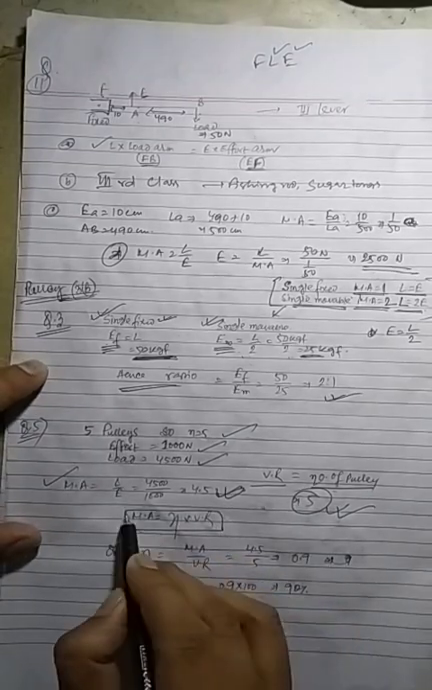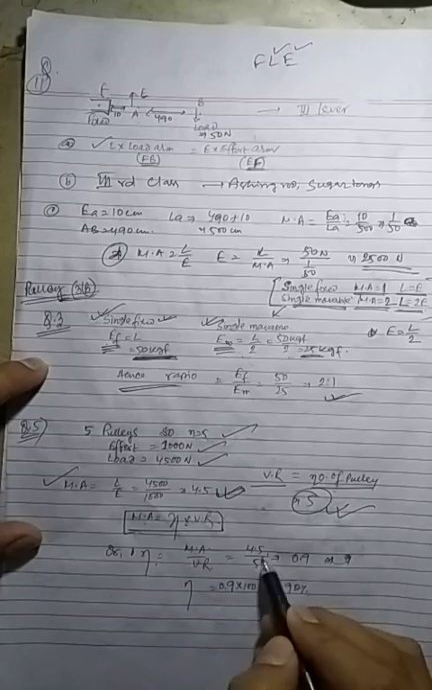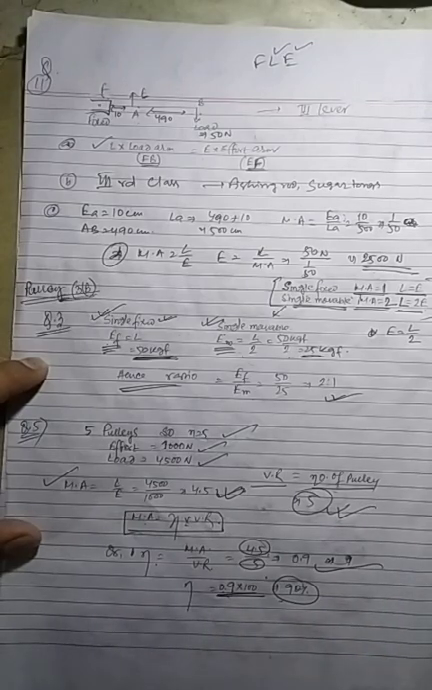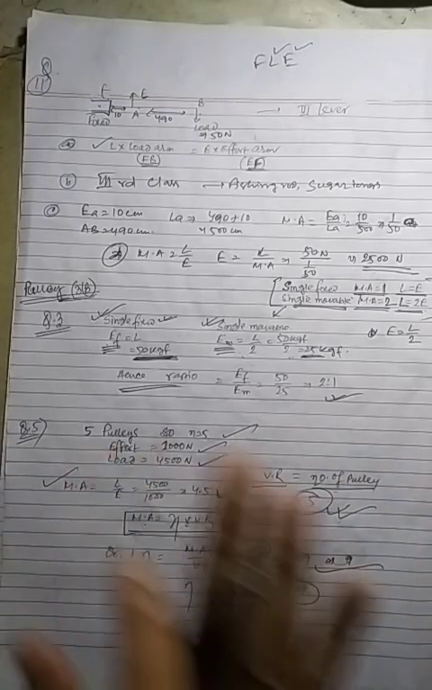Now the third question, efficiency. The same formula: mechanical advantage, eta into VR, so eta will be MA by VR. Put the values, and it is 0.9. 0.9 multiplied by 100 gives percent. Efficiency you always have to write in percent, that's why the answer is 90%. Very easy, nothing else.